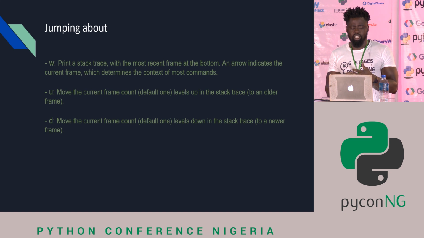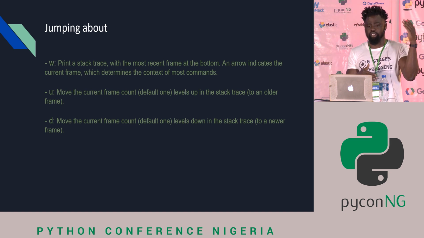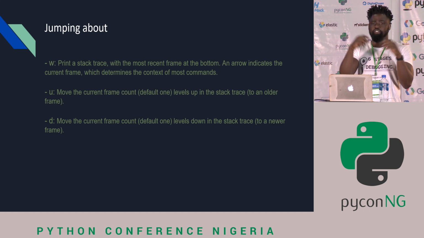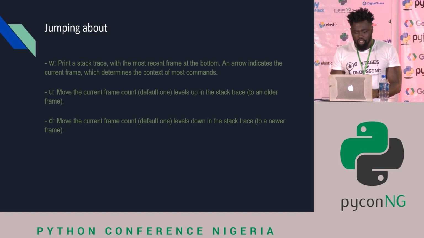w means where. At any point in PDB, you can see your stack trace, so you can see where you've been coming from and to where you are. If you perchance run different functions to do different things, where would show you the stack trace. I've shown you u and d in the previous slides.